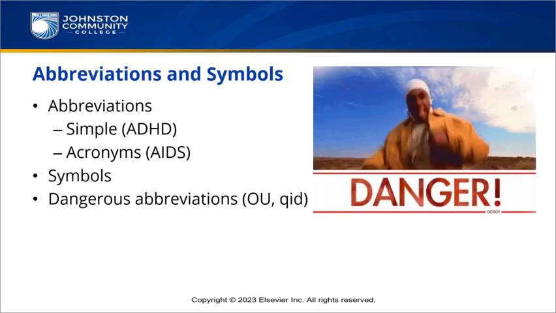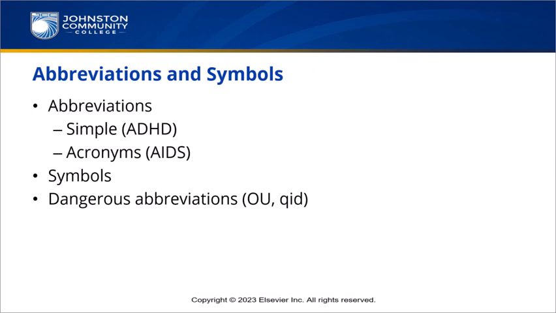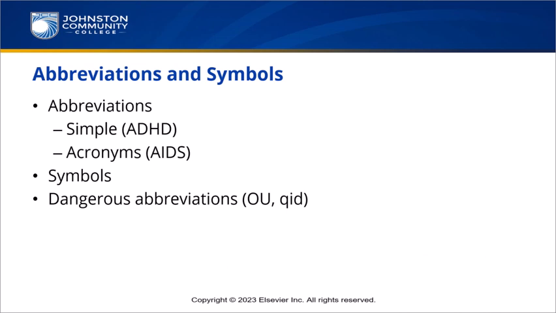But there is a danger. Because of the shortened form, they either share a meaning or appear to be similar to another term. For that reason, the Joint Commission, which is the organization that oversees accreditation of healthcare facilities throughout the U.S., has established a do not use list that includes abbreviations and symbols that should not be used as a part of their effort to promote patient safety.